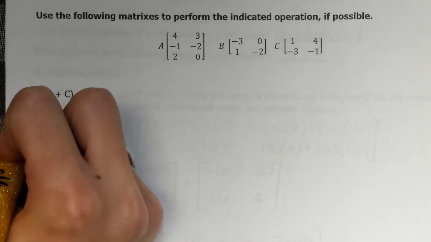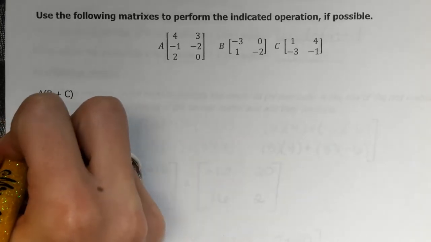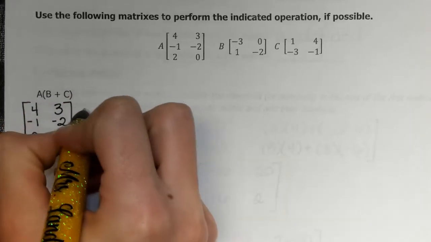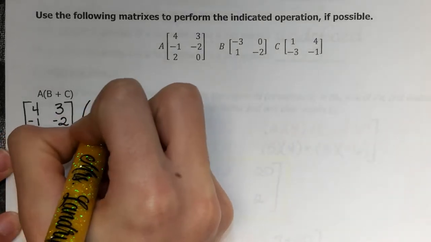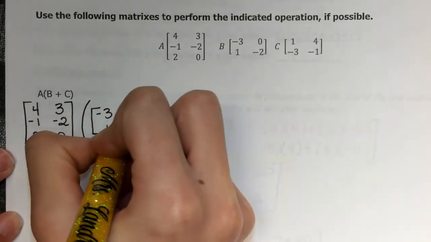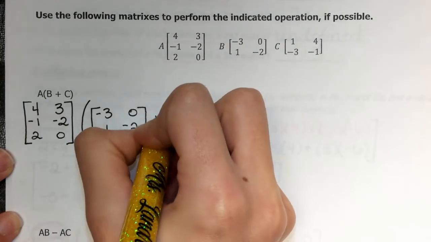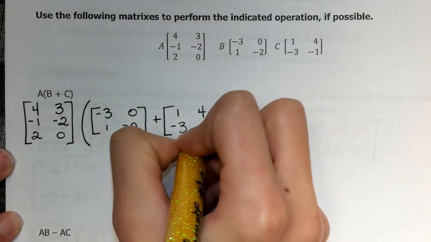So I'm going to have 4, 3, -1, -2, 0. B, -3, 1, 0, -2, plus 1, 4, -3, -1.